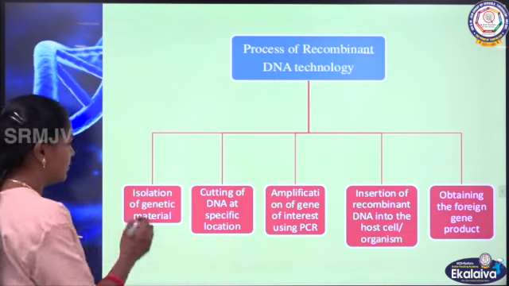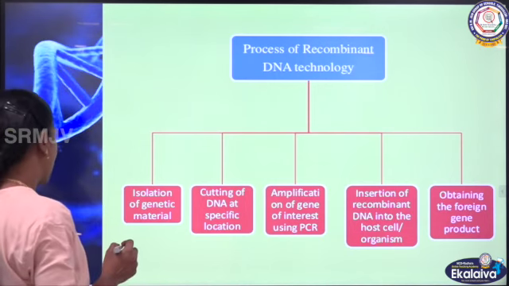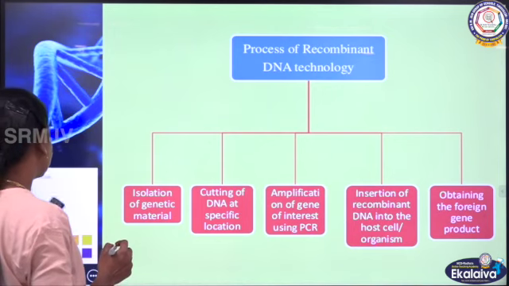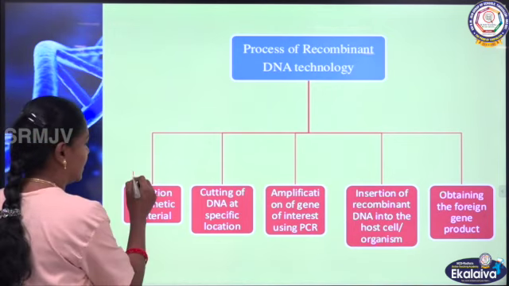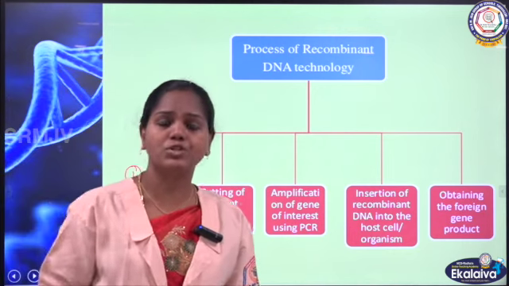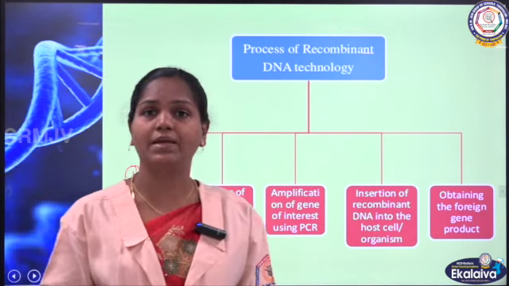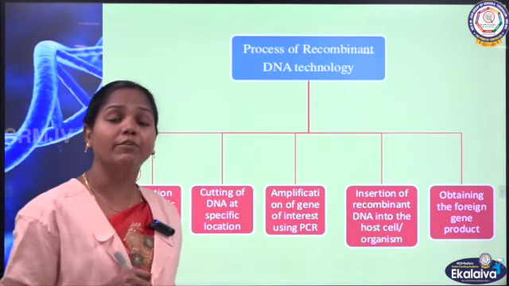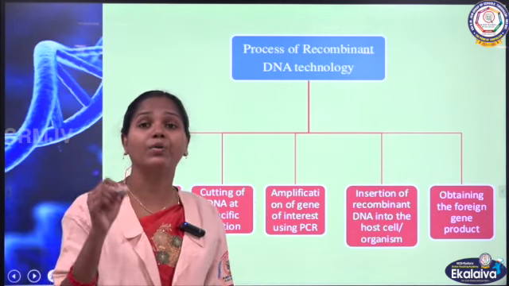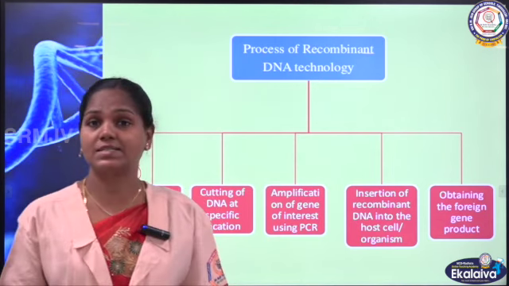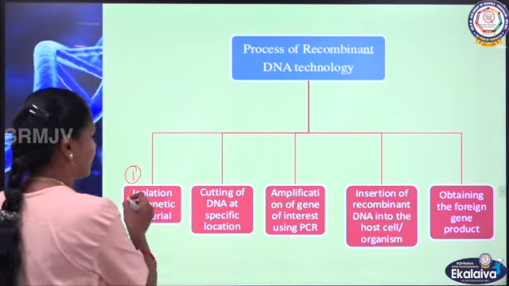The first one is isolation of genetic material. This is the first step. What is a genetic material? Most organisms have DNA as their genetic material. So here we are going to see how we isolate our DNA, that is DNA extraction. That is the first step.